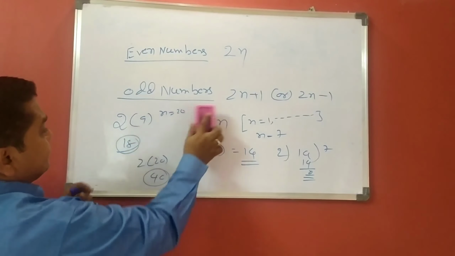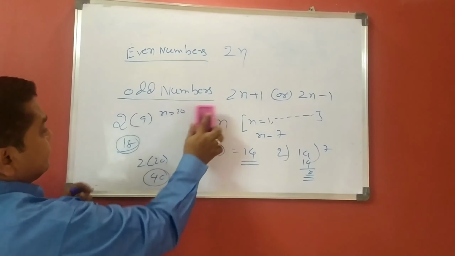Prime numbers below 100. These are the prime numbers below 100: 2, 3, 5, 7, 11, 13, 19, 23, 29, 31, 37, 41, 43, 47, 53, 61, 67, 71, 73, 79, 83, 89 and 97. These are the prime numbers below 100.